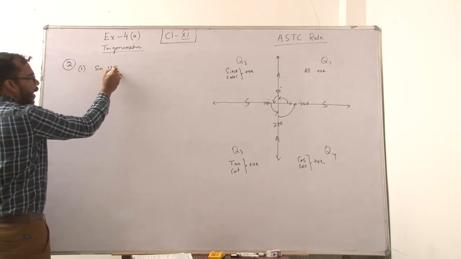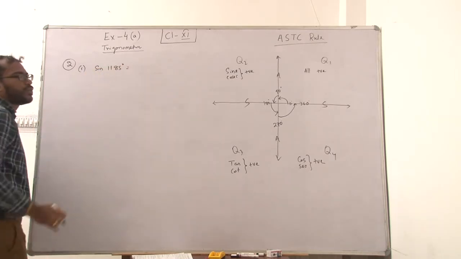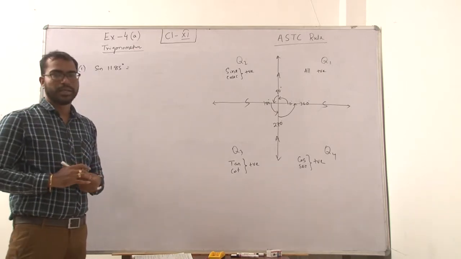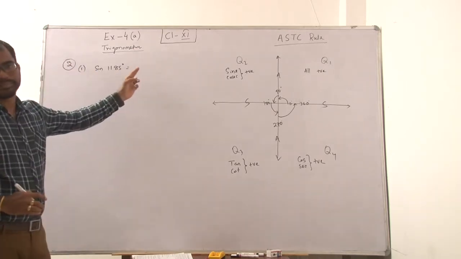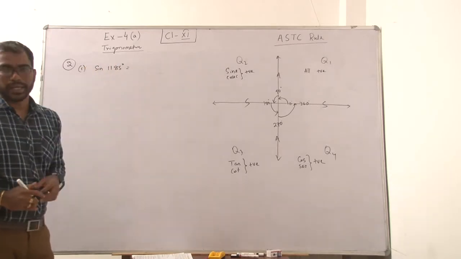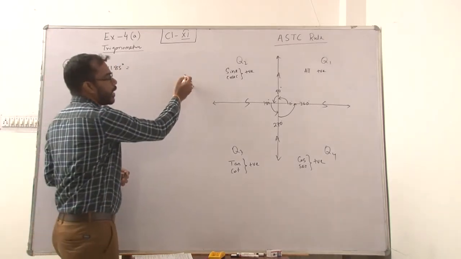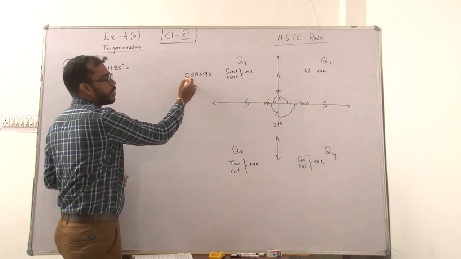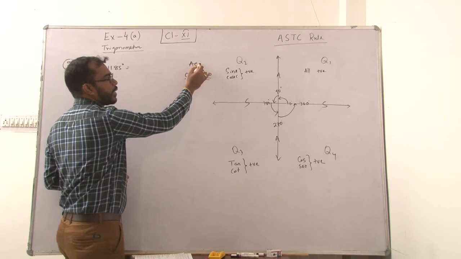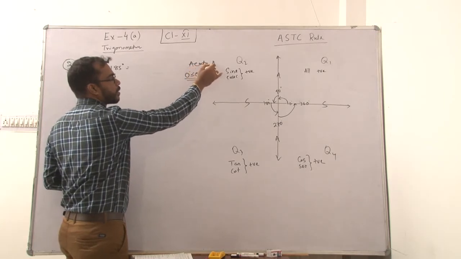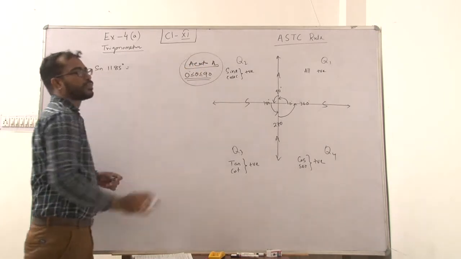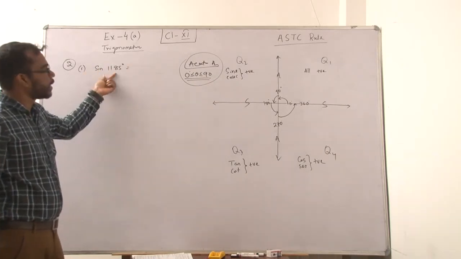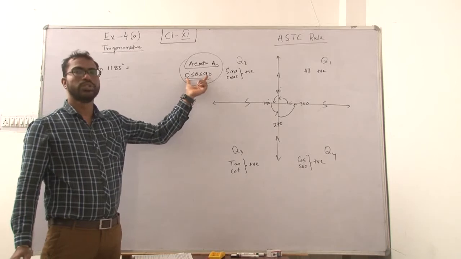So the first question is sine 1185 degrees. We have to convert this into an acute angle. Acute angle means it lies in 0 degrees to 90 degrees. So that is called an acute angle. We have to convert this angle into 0 to 90 degrees.